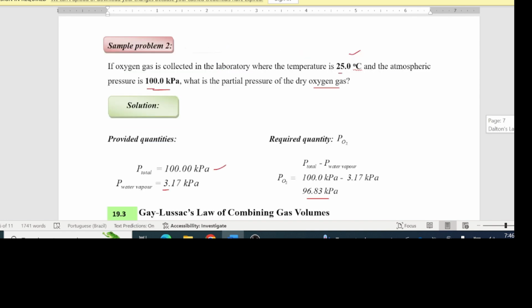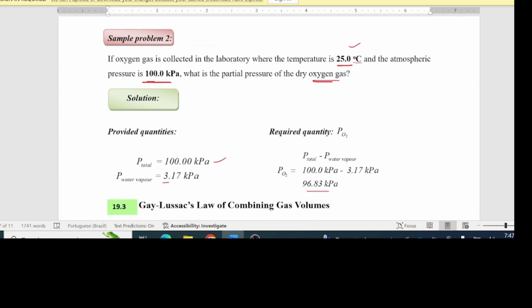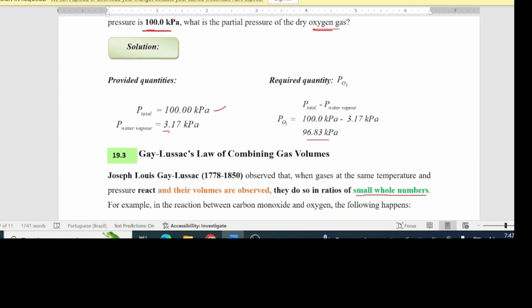All right. So let's look at this problem here. The gas is collected, the pressure of the gas is 100 kilopascals, and the temperature when it was collected was 25 degrees. What is the pressure of the dry oxygen? It definitely can't be this, because this is water plus oxygen. So look at the vapor pressure of water at that temperature. It's 3.17. Subtract that from the total pressure, and that is the pressure of the dry oxygen.